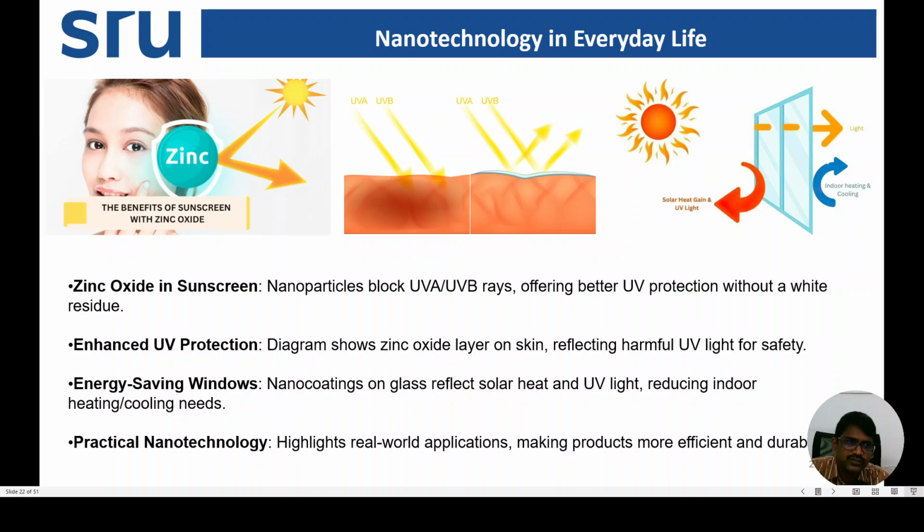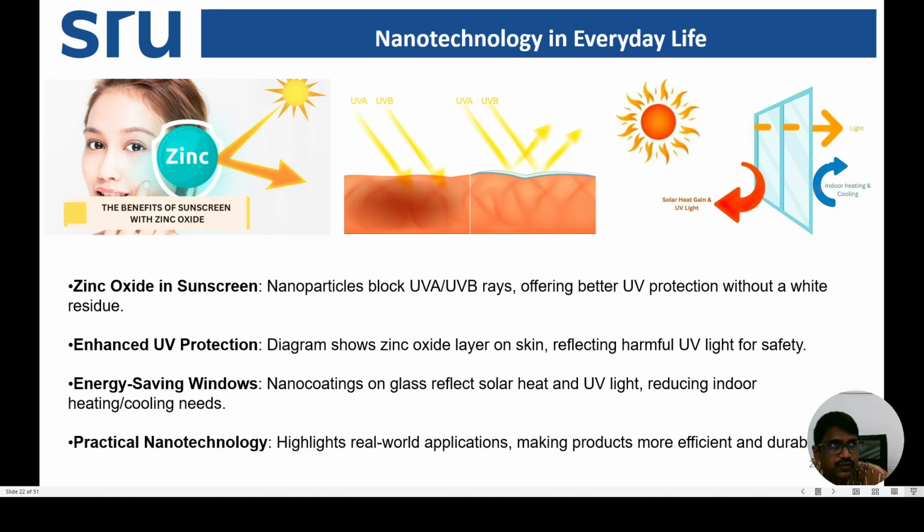Okay, and also we use glasses with a blue light filter, UV light filter. What will they do? They will reflect UV rays. If you look directly, the UV rays pass into our eyes, right? But if you use UV filter glasses, what will happen? It will block the UV rays. It will protect our eyes. So in this way also, nanotechnology is very useful in our daily life.